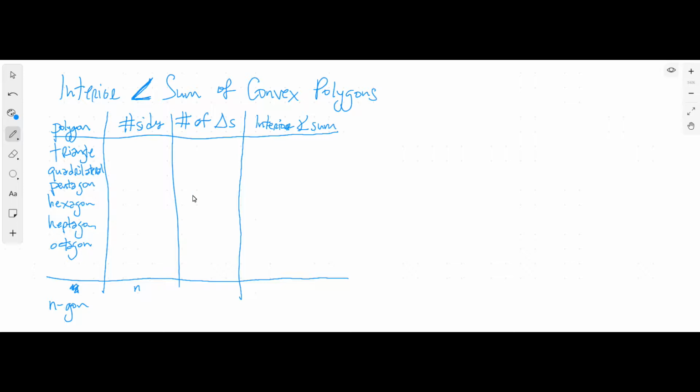I like to ask questions about this property specifically, so be ready for that. The number of sides, we know that a triangle has 3, quadrilateral has 4, pentagon has 5, hexagon has 6, heptagon has 7, and an octagon has 8. And then we're getting to the n-gon after that. Okay, and the number of triangles and interior angle sum, we haven't gotten that yet.